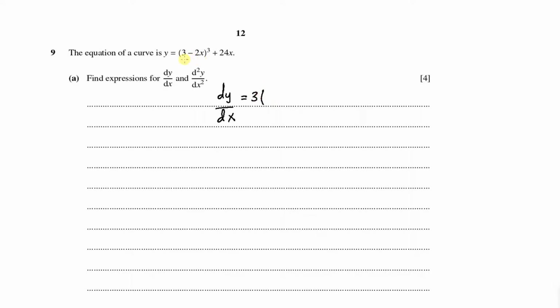Then finding the derivative of 3 minus 2x, that's minus 2. And then I write down 3 minus 2x just as it is. Then the power is 3 minus 1, so that's squared. And that's plus 24x. If I differentiate it, I just get 24. So this is how I do it. So 3 times minus 2 is minus 6. Then (3 minus 2x) squared plus 24. So this is the first derivative of y.